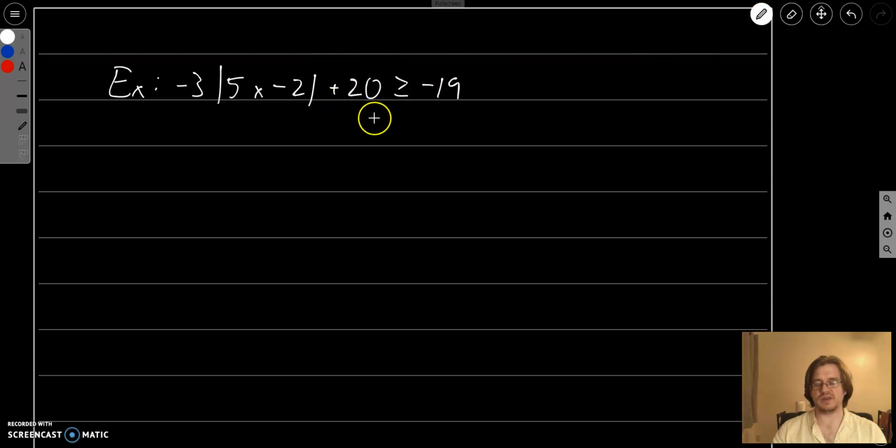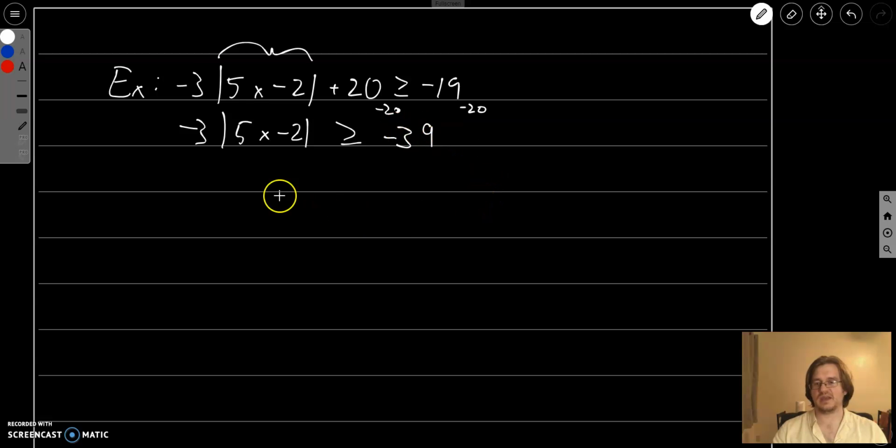Okay, we've got a big expression here. What I'll do is I will solve for my absolute value so that I can apply what we just learned. So to get this by itself, I'll move the 20 to the other side by subtracting 20 from both of these. So 20 minus 20, 0. Negative 19 minus 20, so this will be negative 39. Now we'll divide both sides by negative 3.